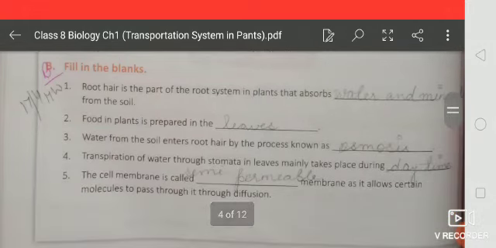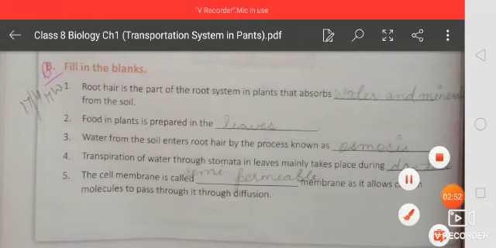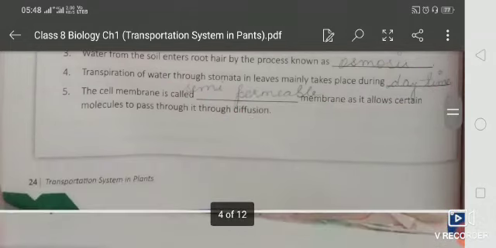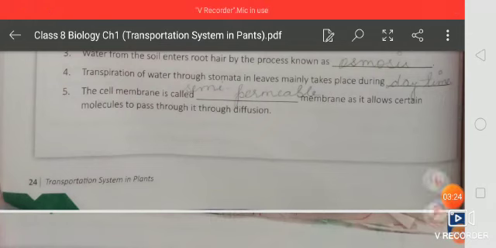Then fill in the blanks. Root hair increases the surface area for absorption of water and minerals from the soil. Food in plants is prepared in the leaves. That process is called photosynthesis. Water from the soil enters root hair by the process that is known as osmosis, and transpiration of water through stomata in leaves mainly takes place during daytime, and the cell membrane is a semi permeable membrane as it allows certain molecules to pass through diffusion.